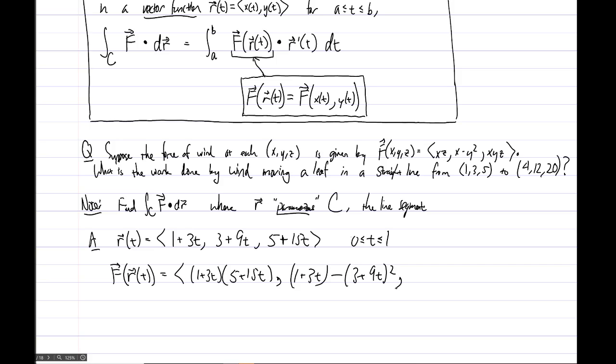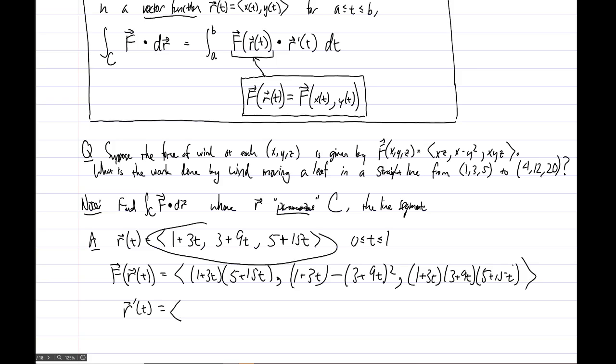And then we have x times y times z, the product. So we have basically multiply these components together, right? So we've got 1 plus 3t times 3 plus 9t plus, let's write that a little better, plus, yeah, 3 plus 9t times 5 plus 15t. Okay, so there's one vector, and then r prime of t. This vector is not so bad, so we look back up here, take the derivative one component at a time, we get 3, 9, 15.